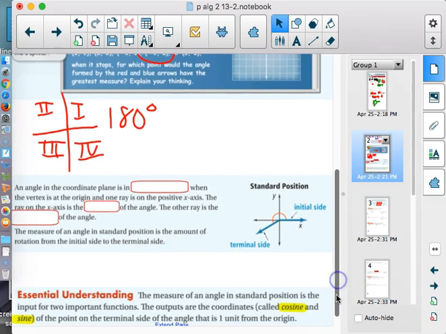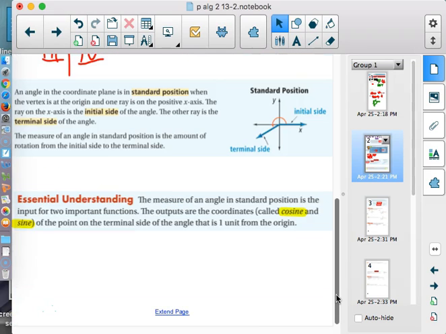So down here, we're just looking at our angles and saying an angle in the coordinate plane is in standard position when the vertex is at the origin. One ray is on the positive x-axis. The ray on the x-axis is called the initial side. That's where we start. And the other ray is called the terminal side of the angle. Terminal just means it stops. So we're all going to start at the exact same place, but we need to stop on the terminal side. And the measure of an angle in standard position is the amount of rotation from the initial side to the terminal side, positive by going counterclockwise and negative by going clockwise.